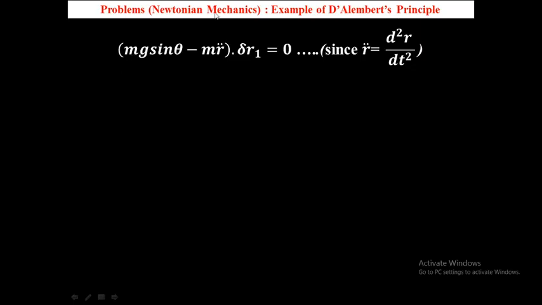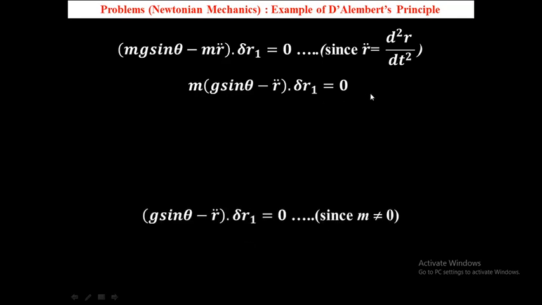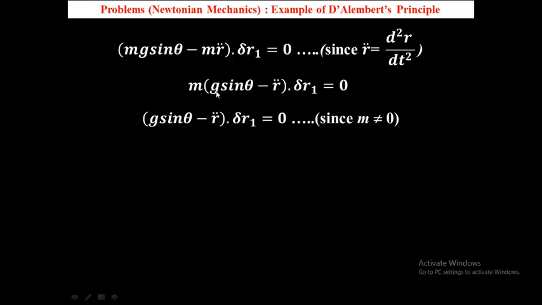Now m is a common term, so m can be taken outside the bracket, and in the bracket the term that remains is (g sin theta minus r double dot) into delta r1 equal to 0. Because the mass of the object cannot be 0, dividing the right-hand side 0 by mass, we get this term equal to 0, so (g sin theta minus r double dot) into delta r1 equal to 0, since 0 divided by mass is 0.